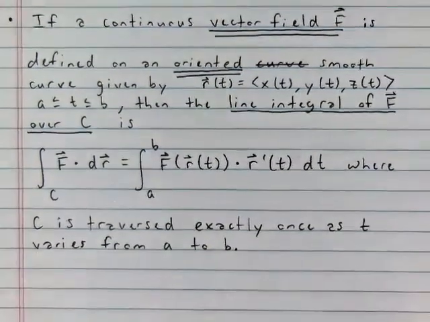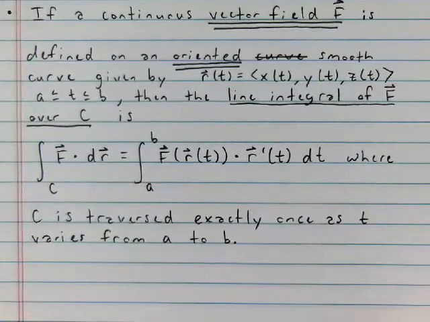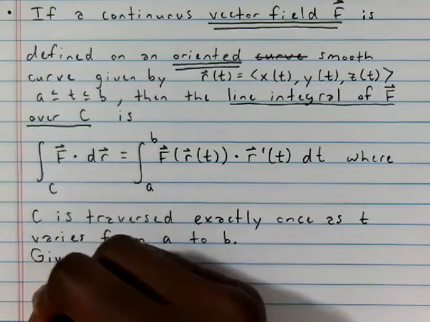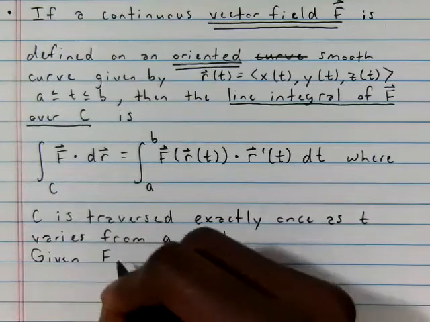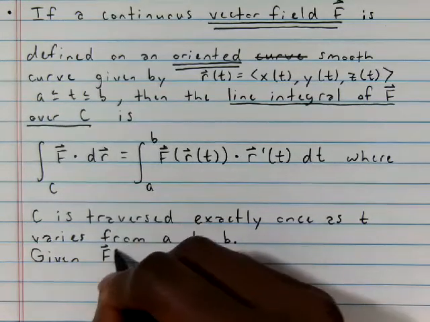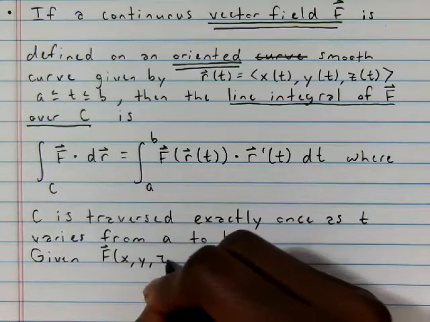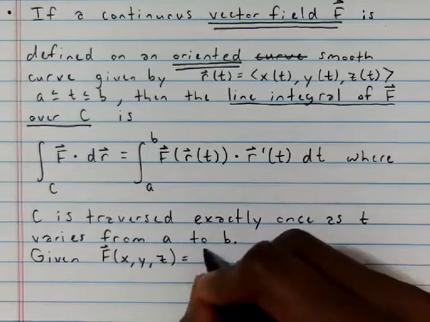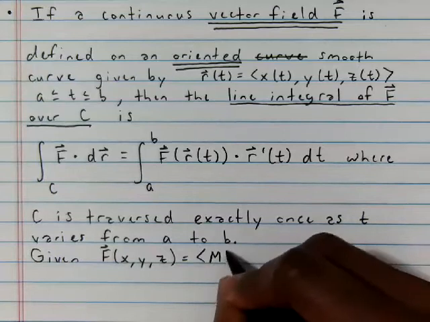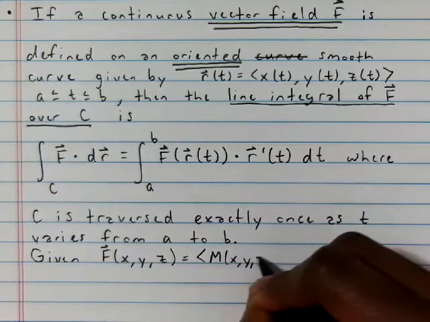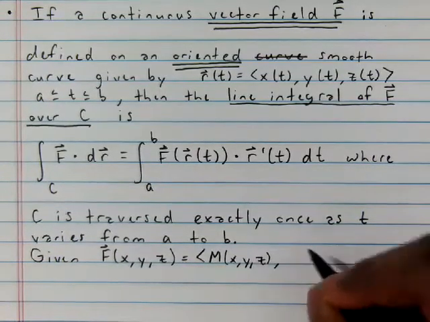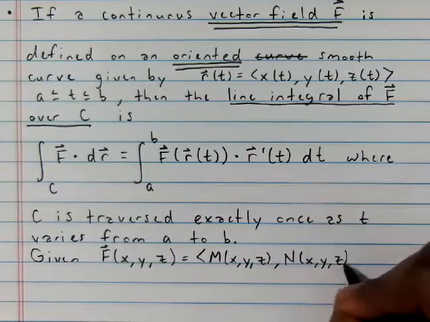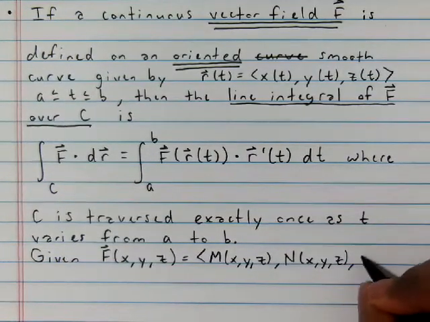And then you may see this written other ways. So let's look at another way we can write the same thing. Given the vector field F of x, y, z equals the vector whose first component is M of x, y, z, second component is N of x, y, z, and the third component is P of x, y, z.